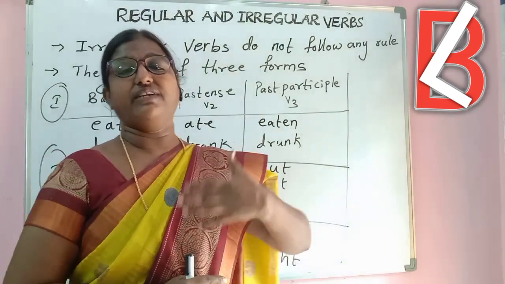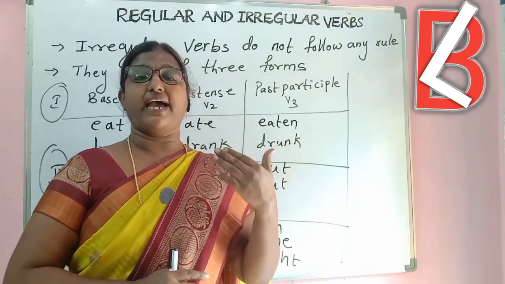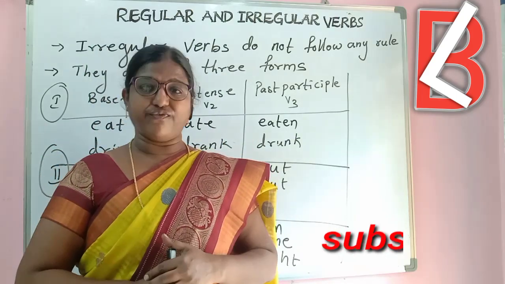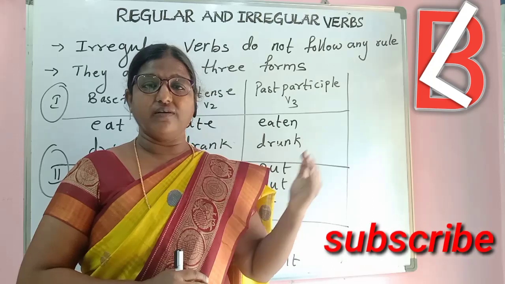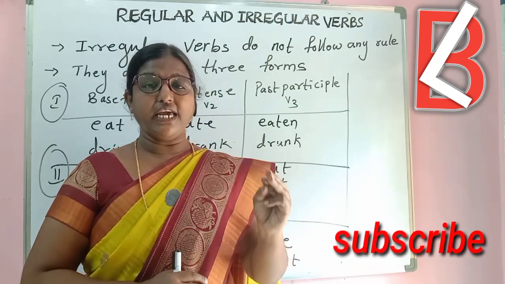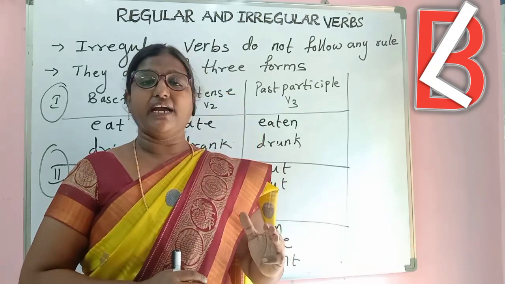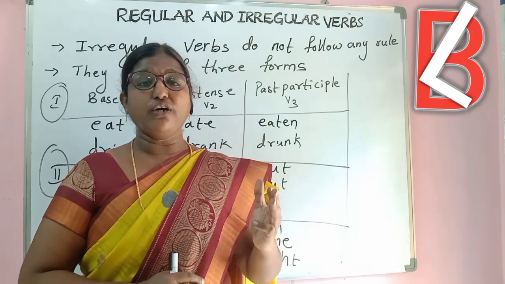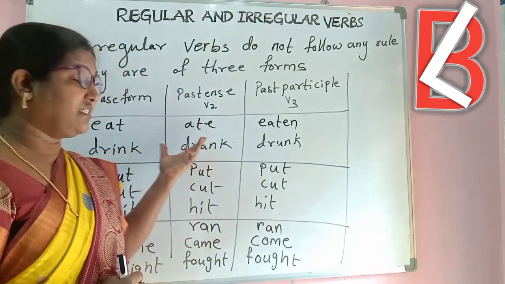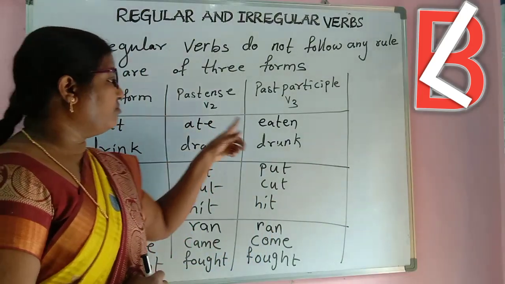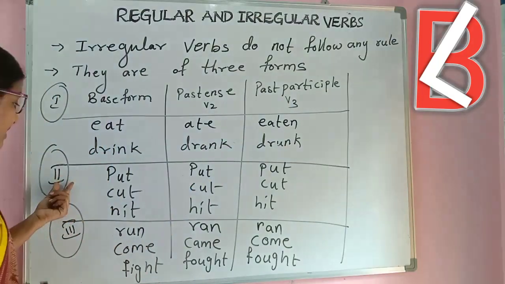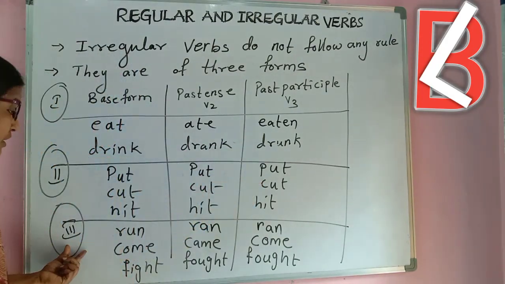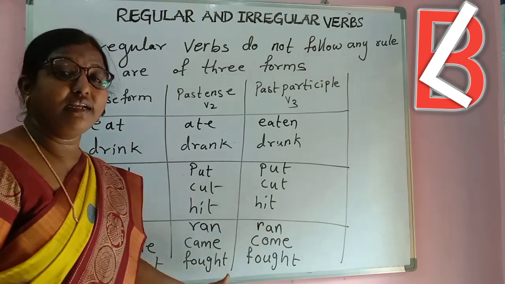In this video, we have learned that regular verbs are formed by adding d, ed and ied to the base form of the verb, whereas irregular verbs do not follow any rule, and in our daily communication we use 70% irregular verbs. Irregular verbs are formed in three ways. In the first form, all the three forms are different; in the second form, all the three forms are the same; and in the third form, two forms are the same.